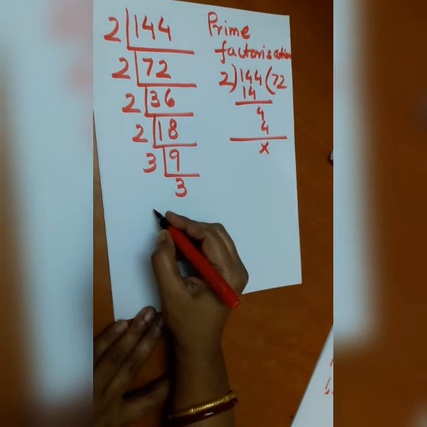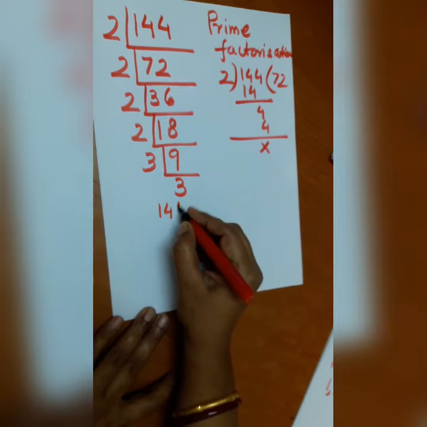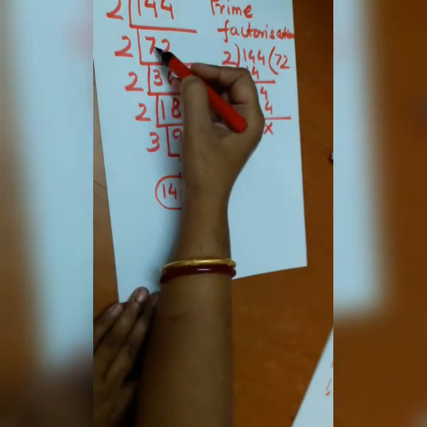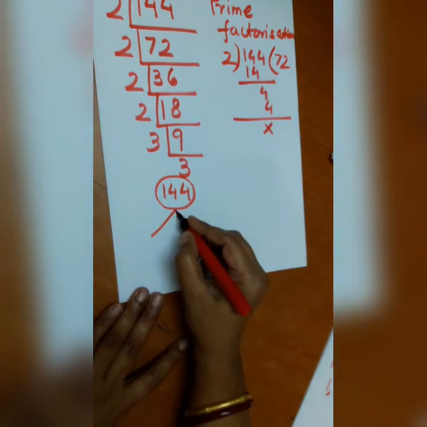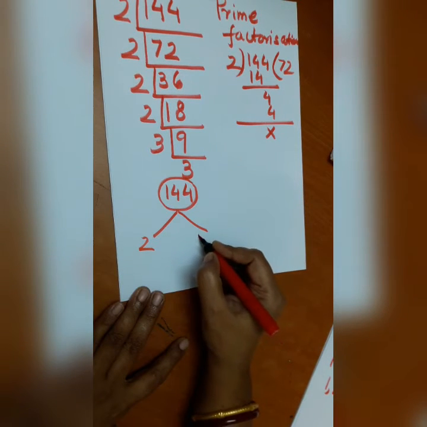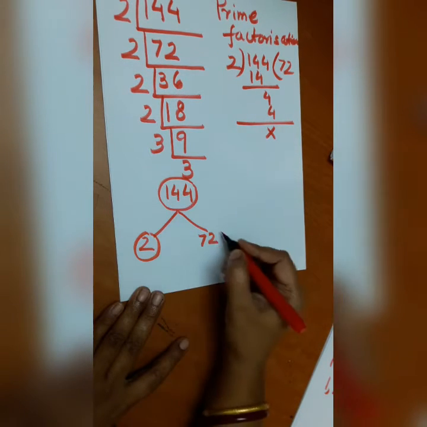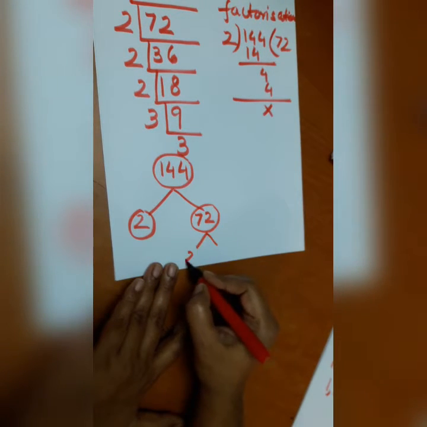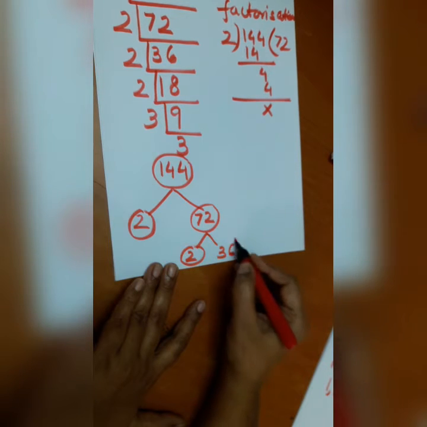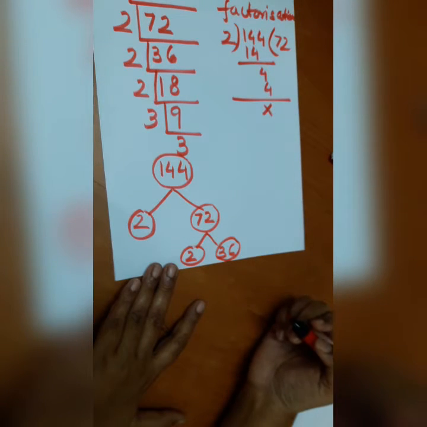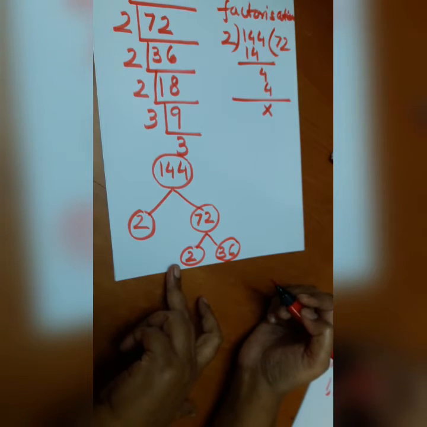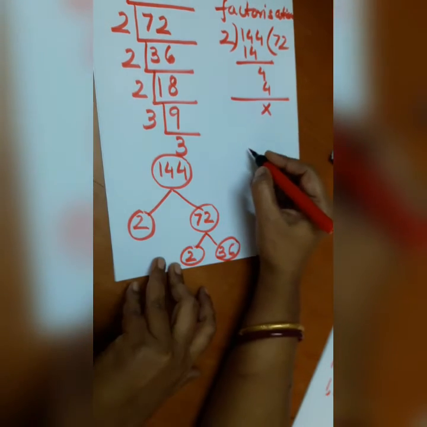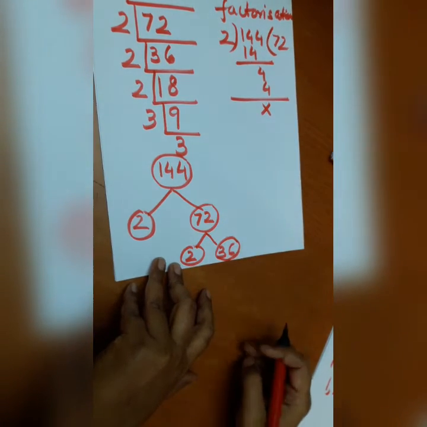Now what about the 144 factor tree? So first we will do this. 2 72s are 144. 2 72s are like this. 72 is again 2 into 36. We can do this way. Again, if we see 12 by 12, 144. This we can continue.